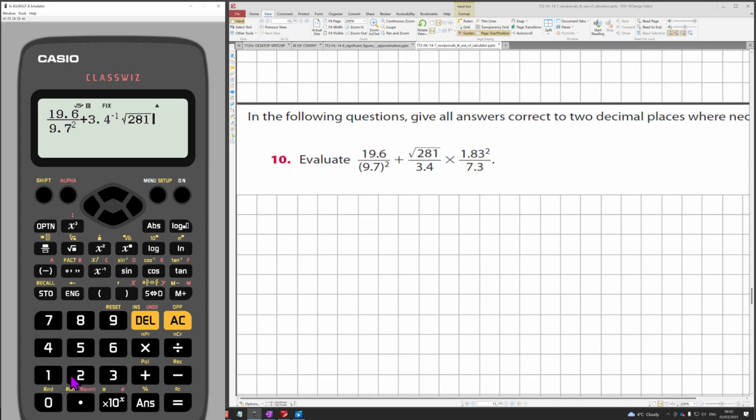I can go 1.83. Oh, forgot to do multiplication there. Multiplication, square. And by the way, what we're talking about here when you're doing things in funny orders is that certain combinations are commutative. Anyway, let's do shift equals on that and see how we get on. So 2.47, I'm going to check that one.